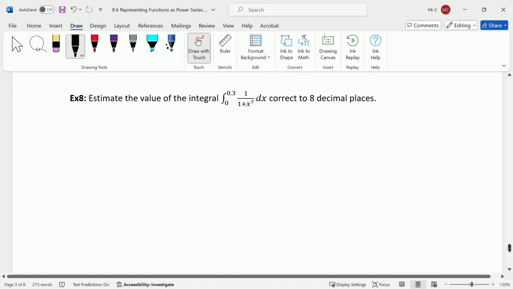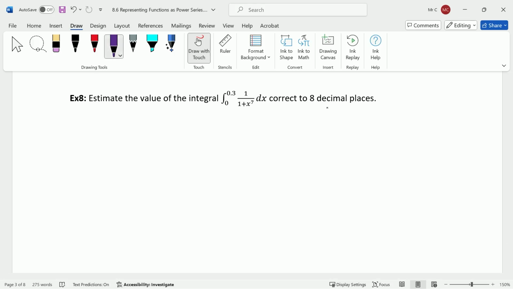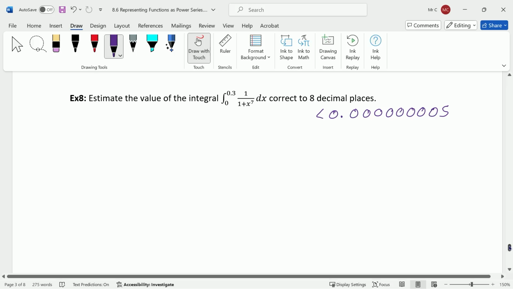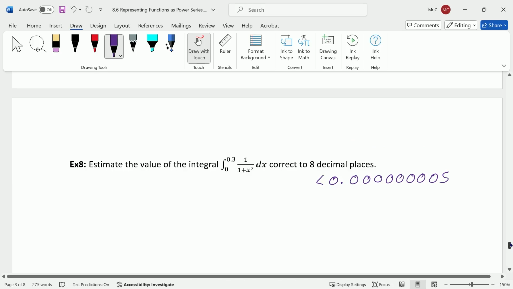Estimate the value of the integral from 0 to 0.3 of 1 over 1 plus x to the 7th dx correct to 8 decimal places. So that sounds like a crazy amount of accuracy here, right? 8 decimal places. So we've got 0.1, 2, 3, 4, 5, 6, 7, 8, and 5. So 8 zeros. That's a lot of accuracy. And you might think that we are going to need a whole lot of terms here, but let's take a look and see just how good these power series can be for approximating these things.